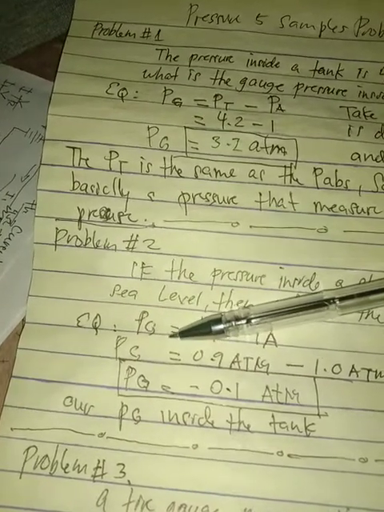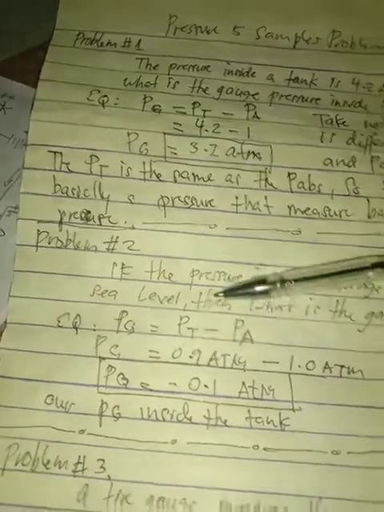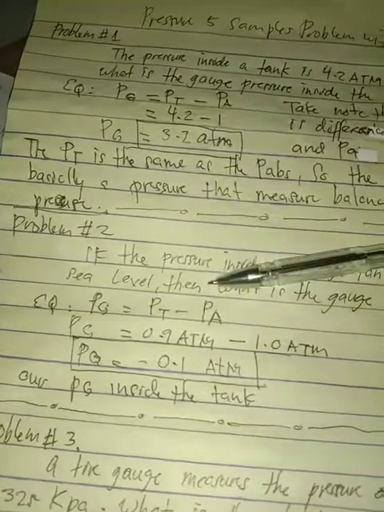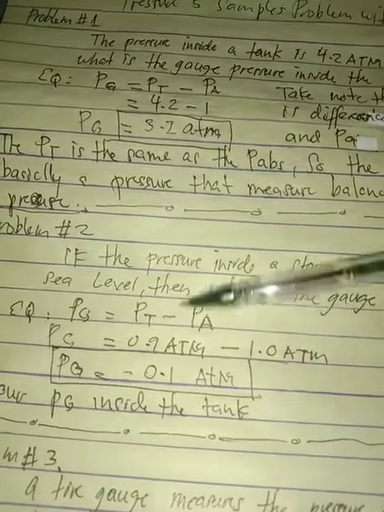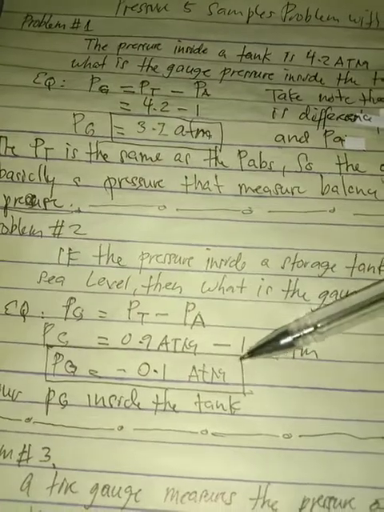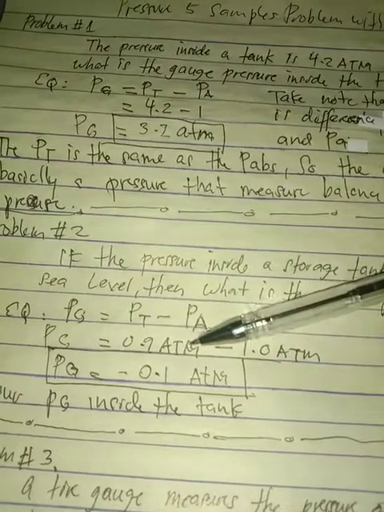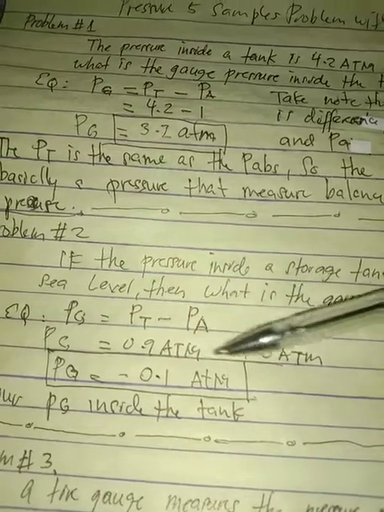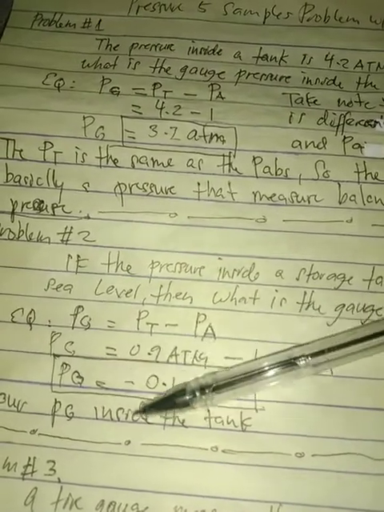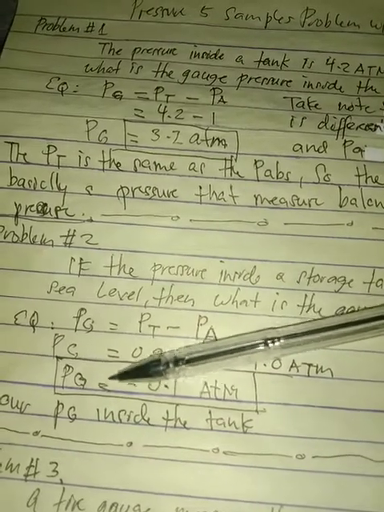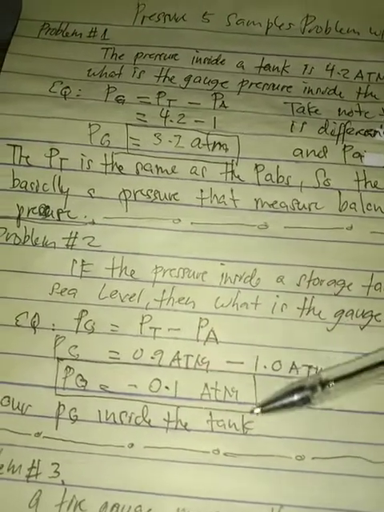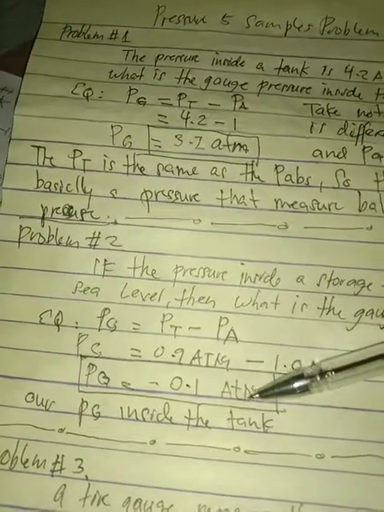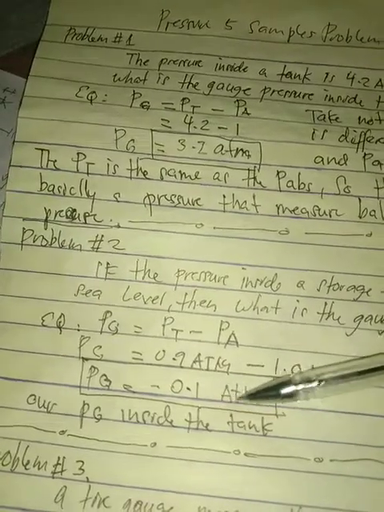So to find the gauge pressure inside the storage tank, we are going to subtract 0.9 atm minus 1.0 atm. This one is the atmospheric pressure, and this one is the absolute pressure. So the result, this is the answer: our gauge pressure is 0.1 atm. So this is the gauge pressure inside of the tank.